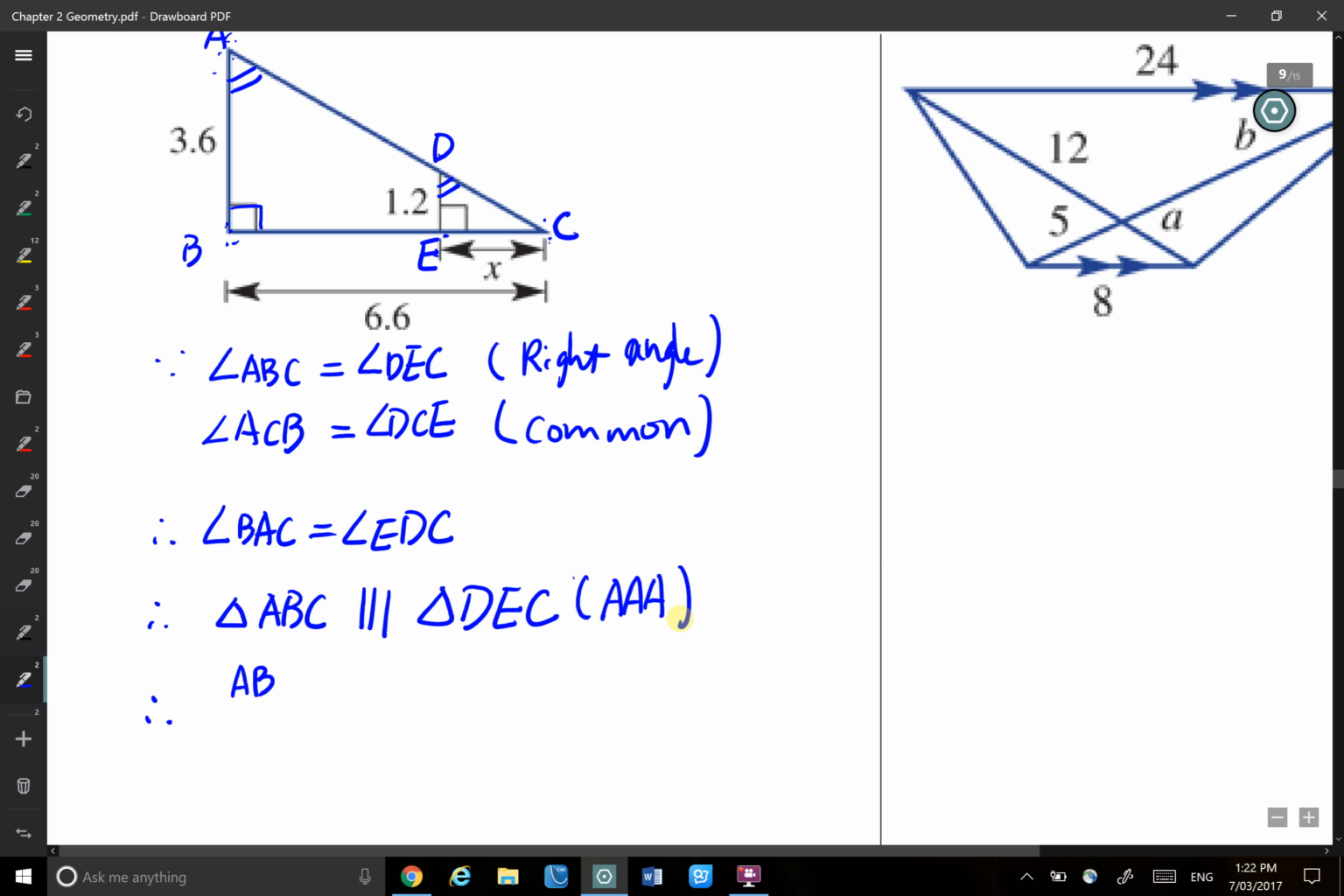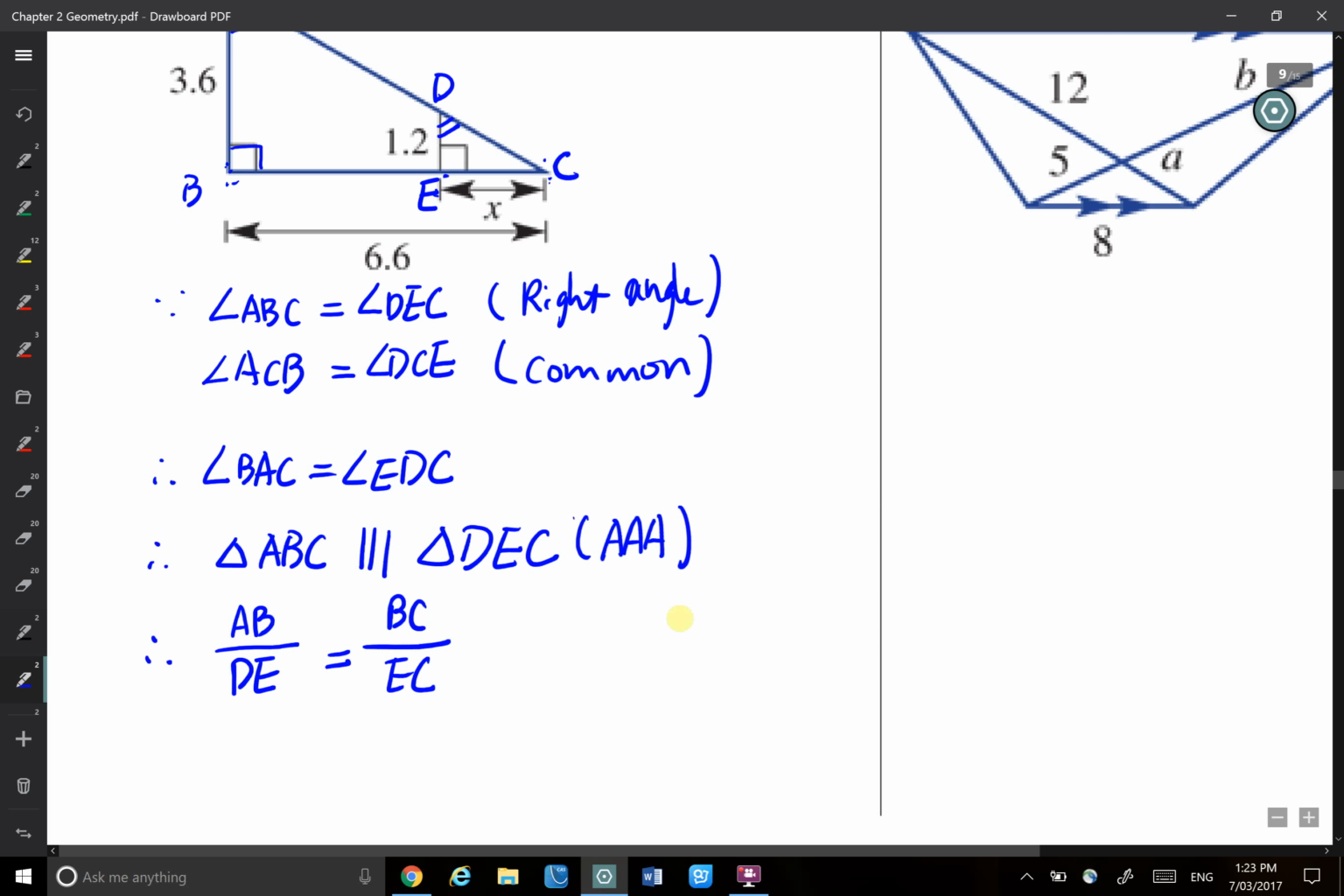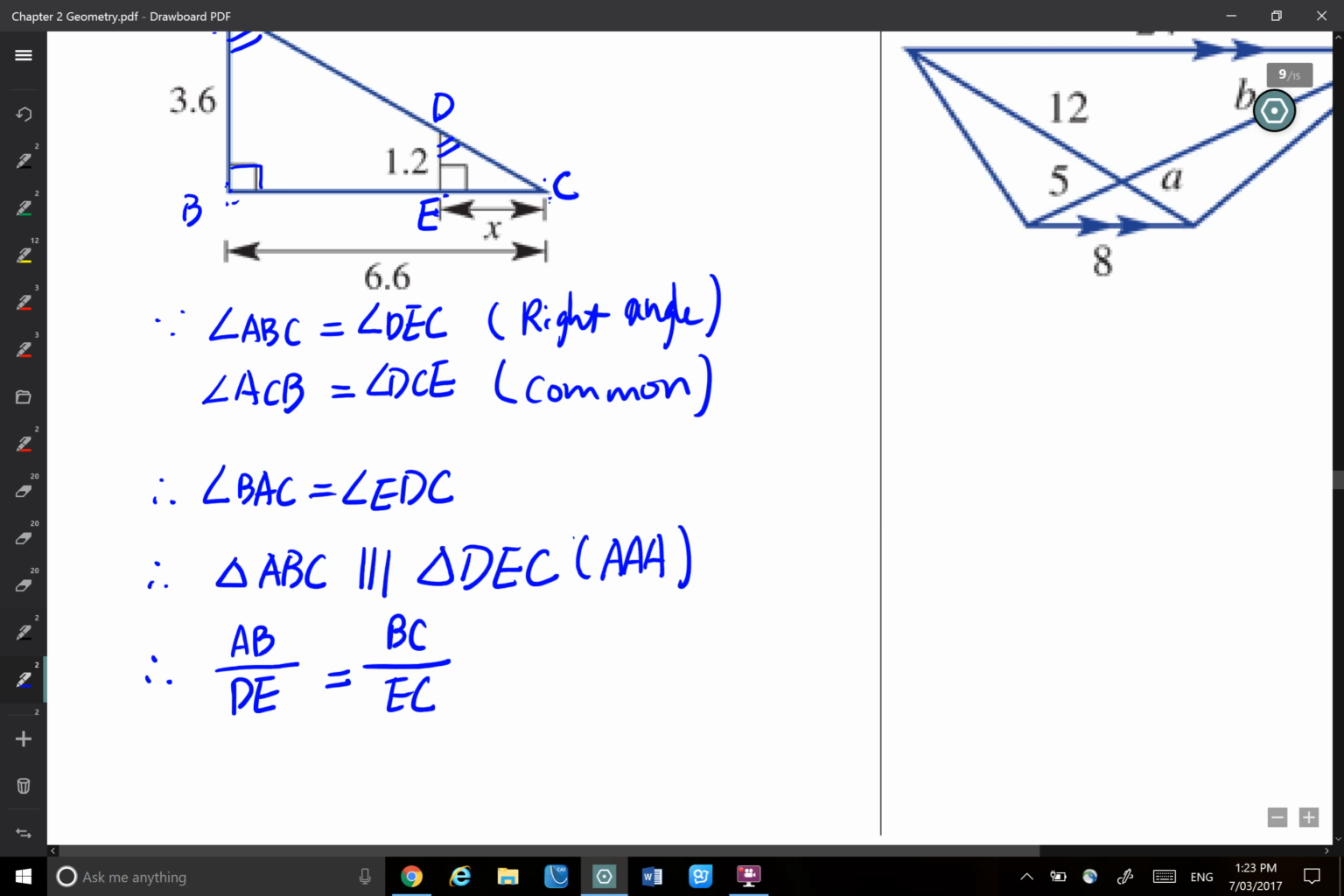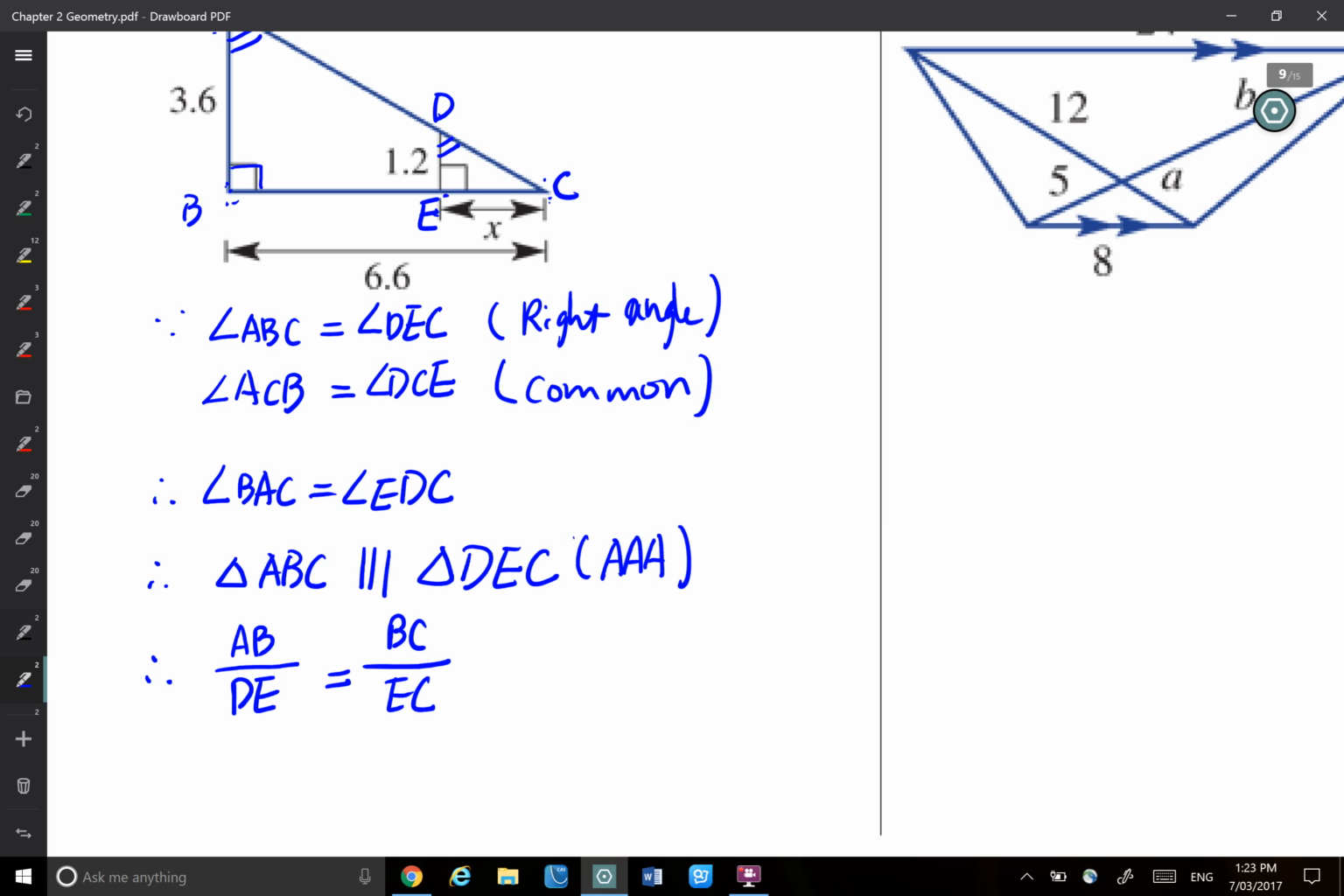So AB over DE equals the length opposite to A, which is BC, over the length opposite to D, which is EC. So those two pairs must be equal. I'm not going to write the third pair because there are no numbers, no variables and no polynomials. Why do I need to worry about the third pair? I only worry about two pairs, and those two pairs must have the same ratio.